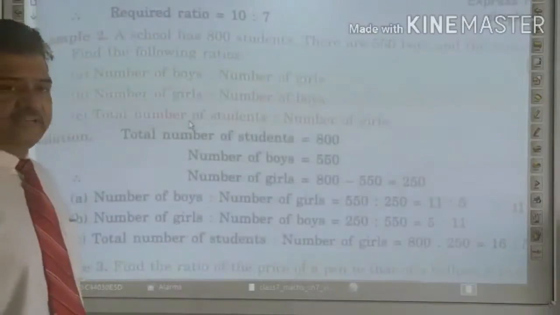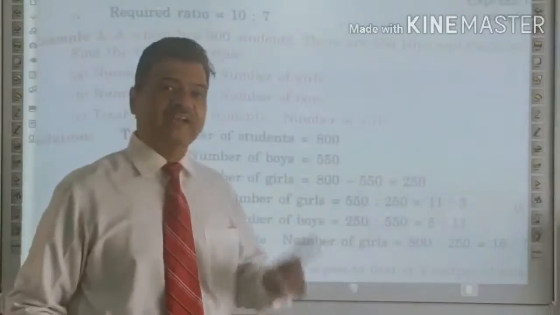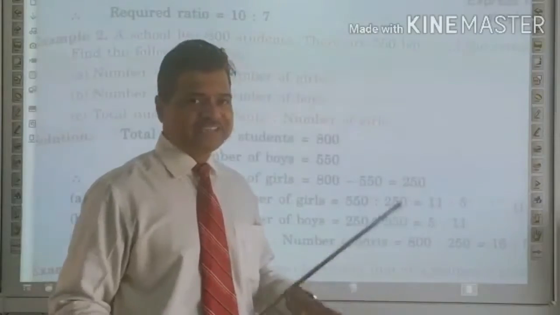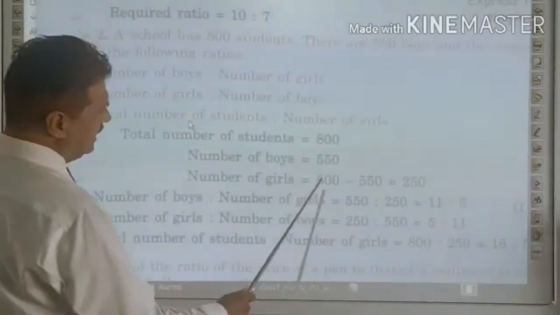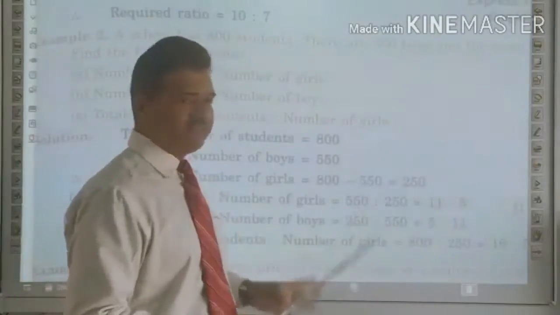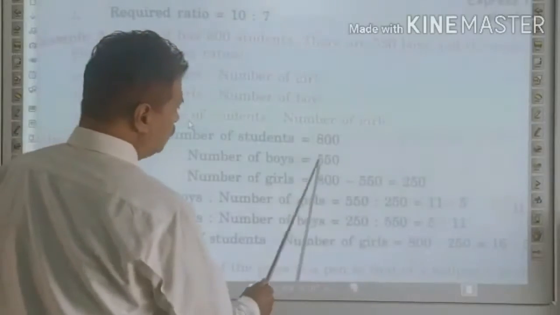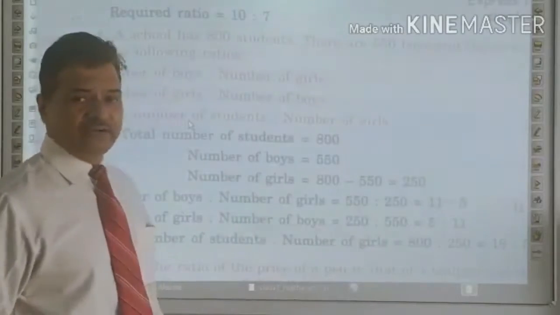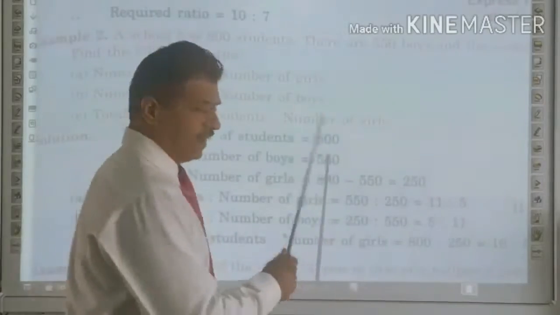Now this example. A school has 800 students, which means total students are 800. There are 550 boys and the others are girls. So the number of girls is 800 minus 550, which is 250. It means boys are 550 and girls are 250, because when we combine them we get the total of 800.